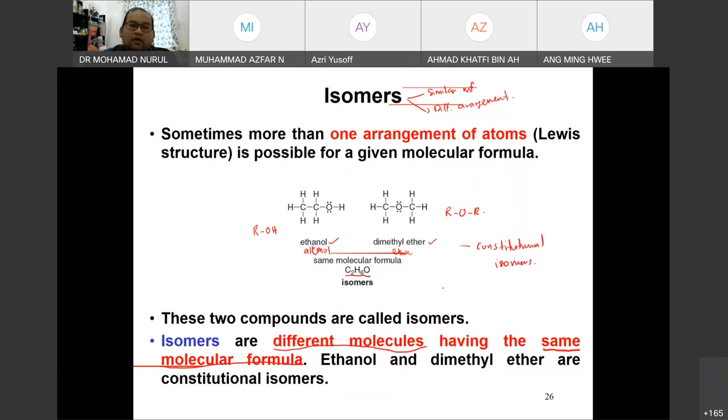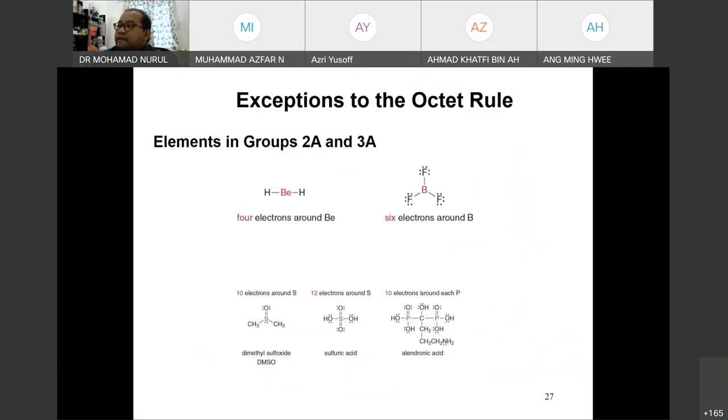Isomers, or in Malay we call isomer kedudukan. So, exceptions in octet rules: it's for elements in group 2A and 2B, row 2A and 3A.